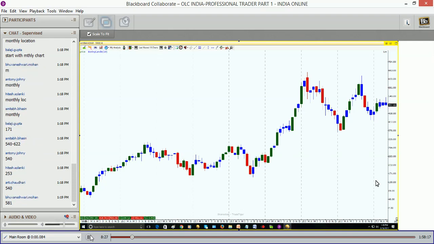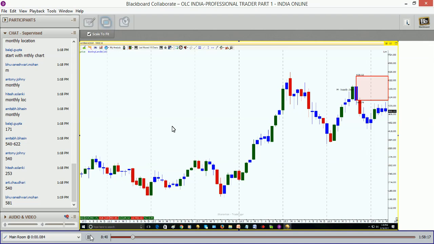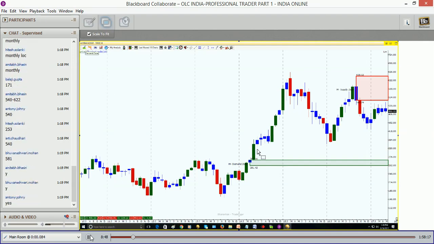$500, $253. We're talking about supply zone, my friend Hitesh. 540 and 581. All of you would agree that this would be my closest untested supply zone. Now, would all of you agree this would be my closest untested demand? Or can I mark this as my closest untested demand? Which would be correct?